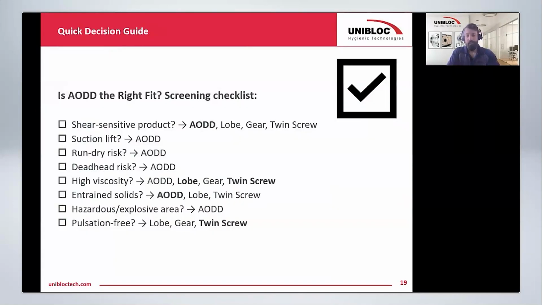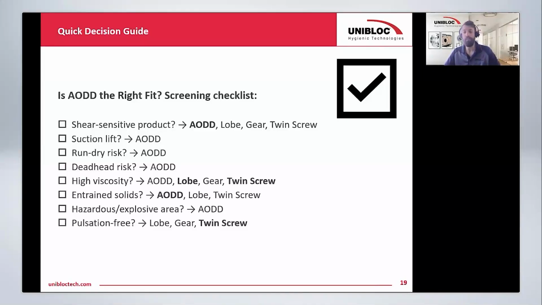So a little bit of a decision guide, kind of a checklist. All the pumps listed on the right are pumps that are good at those applications, and the bolded ones would be the ones that are kind of the best. So for shear sensitive products, your AODD is excellent, but lobe and twin screw can also perform there, generally at lower RPMs. For suction lifting, AODD is going to be the best option, same as with running dry or deadheading the pump. For viscosity, lobe and twin screws can do better with high viscosity because they have higher pressure ratings.